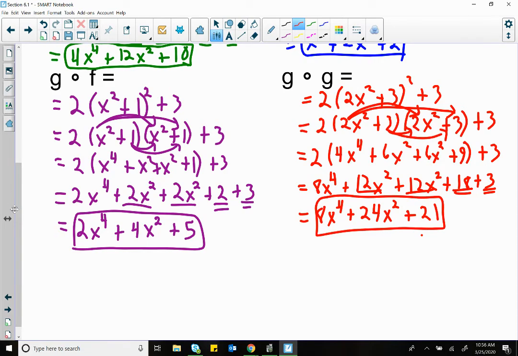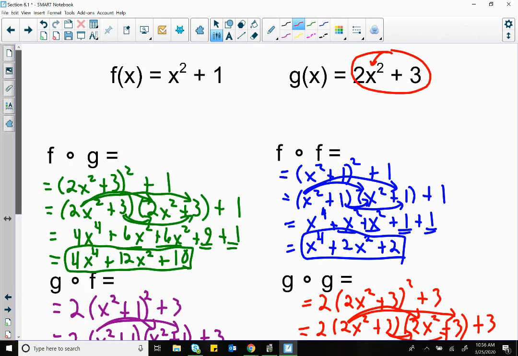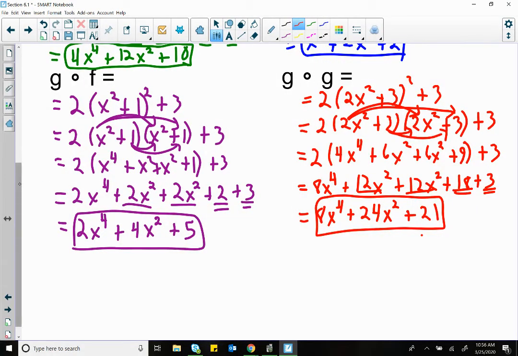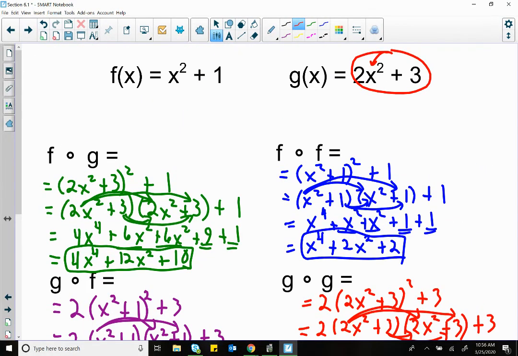Again, just like before, no x's are excluded in these domains up there. This domain is all reals. This domain is all reals. There are no x's that are excluded. So therefore, all these domains are all reals. In other words, no x's are excluded.